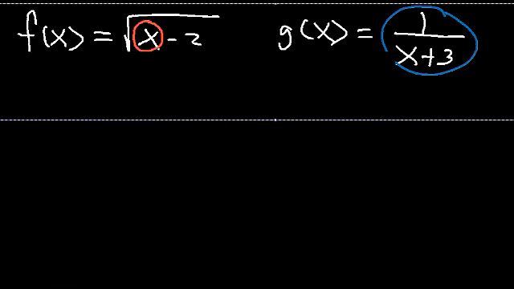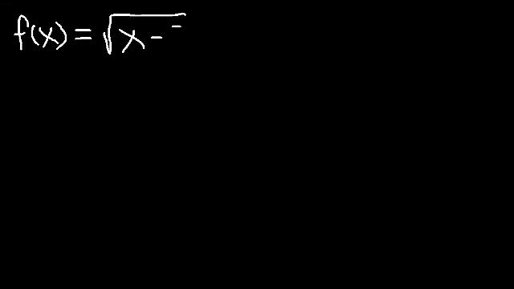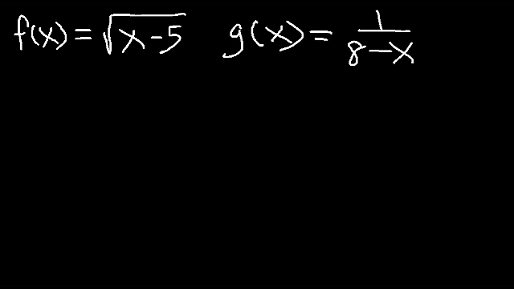Let's try a completely different example. So let's say f of x is equal to the square root of x minus 5, and g of x is 1 over 8 minus x. Find the composite function g of f of x, and go ahead and determine the domain of the function.